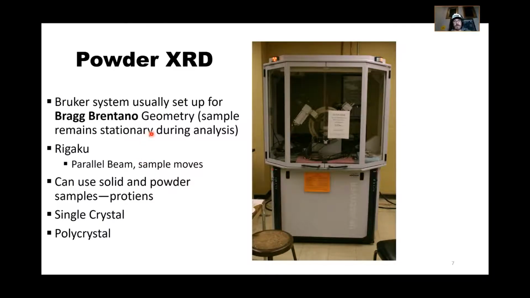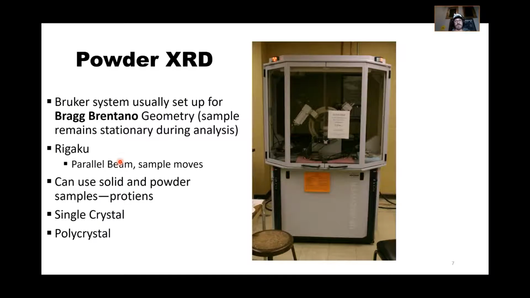For powder XRD, you can use solid and powder specimens. The Rigaku, I believe you can really only use powder. You take a microscope slide and put Vaseline on it, and then put your powder on the Vaseline. The Bruker has various sample stages, and you have this, I believe, polycarbonate puck with a little hole in it. You can put powder there. A lot of people use it for solid specimens, and I've used it for solid specimens as well.